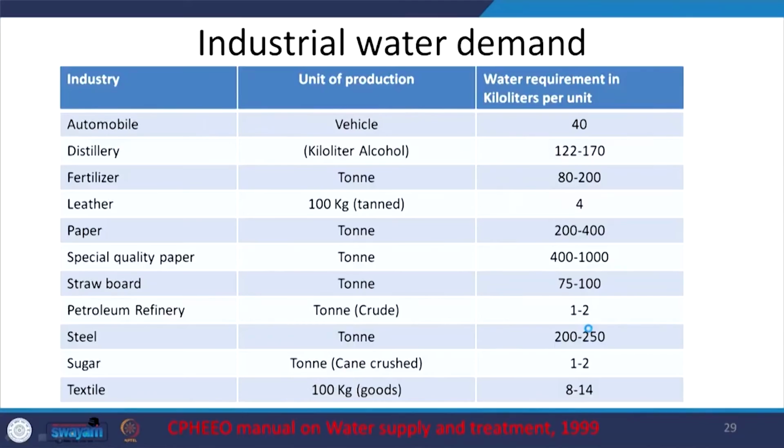So again, that's why we see this here, leather for 100 kgs 4, but again typical consumption is pretty high. Quality of paper, relatively high consumption, but again note that the unit is different, right? You can't compare ton here and 100 kgs here, right? So these are the different units. So per 100 kgs, 4 kiloliters is required. Per ton of paper, 200 to 400 kiloliters.